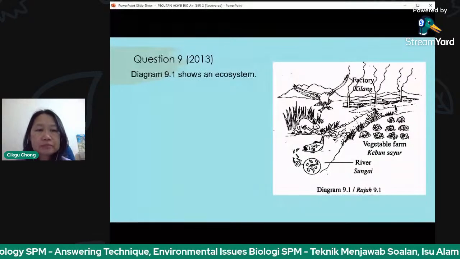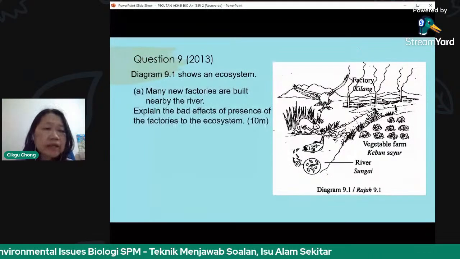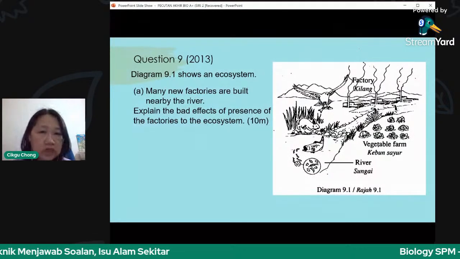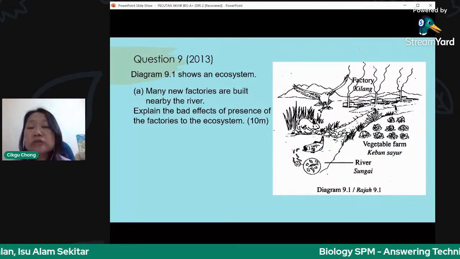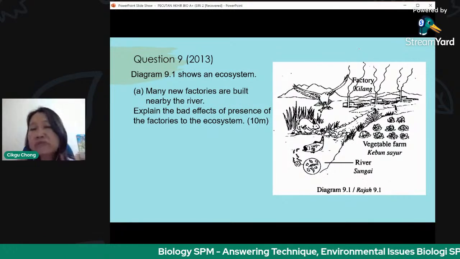For example, look at the question first. Many new factories are built nearby the river. Explain the bad effect. So here, just talk about the bad. Don't need to talk about the good already. The presence of factories to the ecosystem. So what does the factory do? The bad effect of having the factory there.